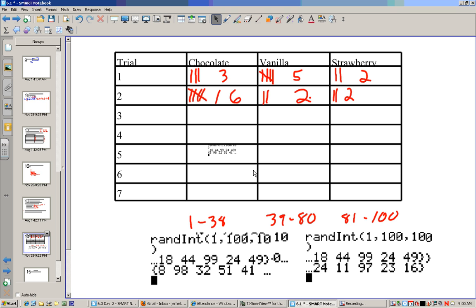So we could continue doing this, and in class we did that all 7 times, and we filled up the chart, and then we were able to see all of the probabilities that we can get.